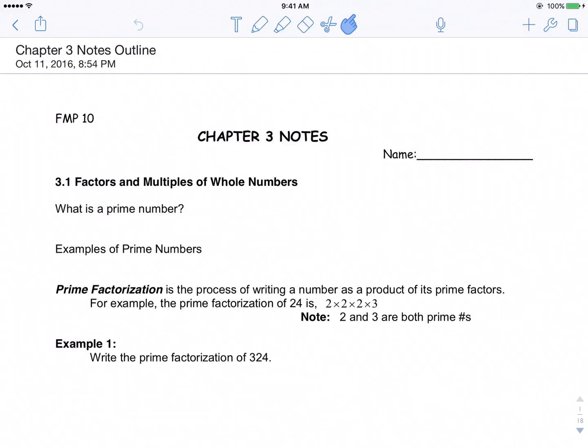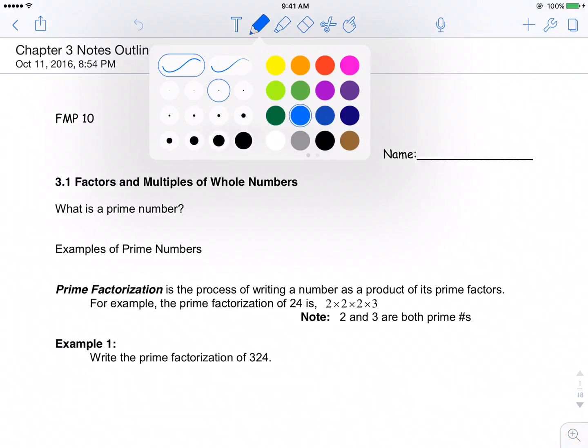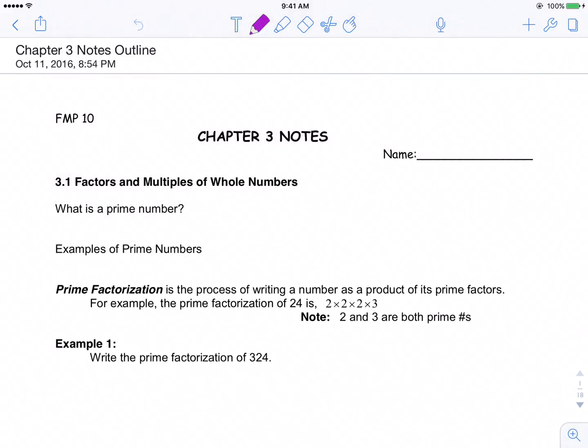So here we go, Chapter 3, Section 3.1, Factors and Multiples of Whole Numbers. What is a prime number? Can you remember back to when you first were introduced to prime numbers?